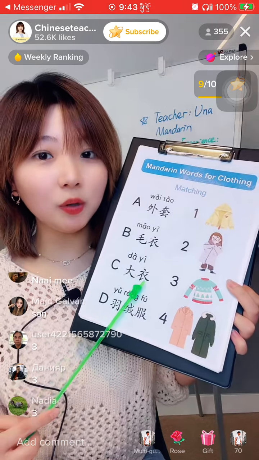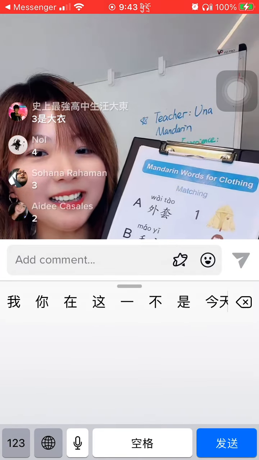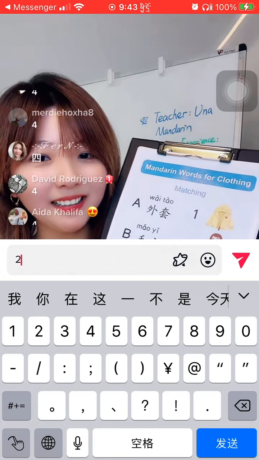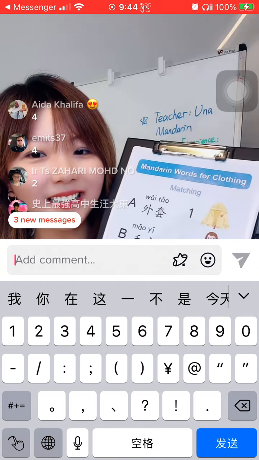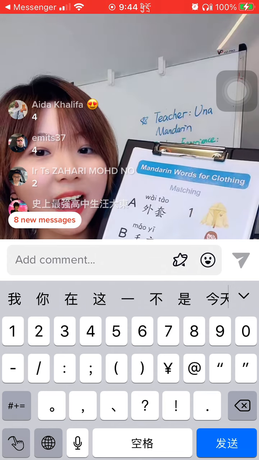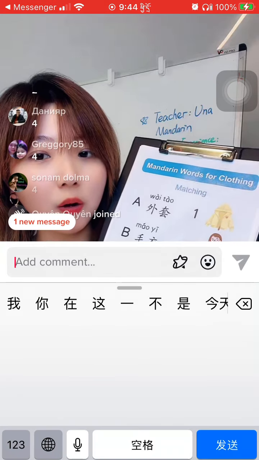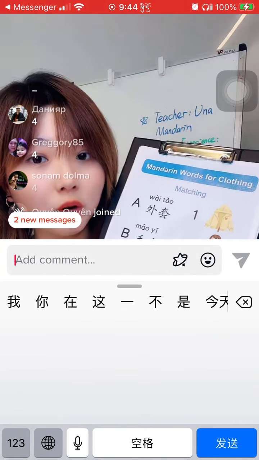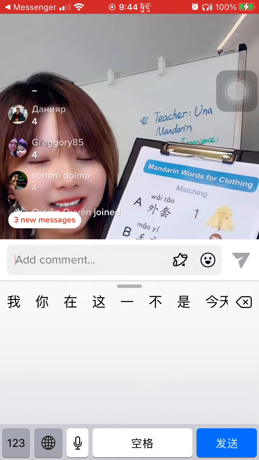Okay, C. 大衣. What is 大衣? 1, 2, 3, 4. Good job. That's right, 大衣 is number four. So 大 means big. That's the reason why we call it 大衣, because it's quite long. So a long coat, we call it 大衣, okay?